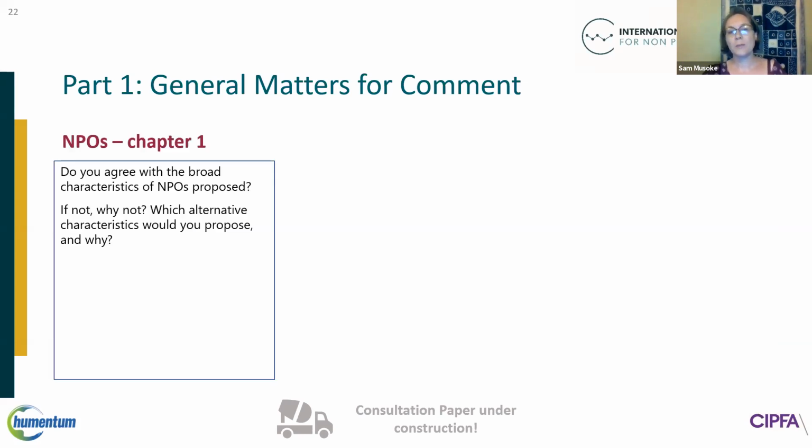So chapter 1 is all about which organizations should be considered as non-profit organizations for the purposes of this guidance. And the approach that we've taken is to propose some broad characteristics. So the question is, do you agree with the broad characteristics that we've proposed? If not, why not? I won't tell you what the characteristics are, you have to read the chapter to find out, but that's the approach that's been taken. And it's been one of the hardest chapters to agree on.